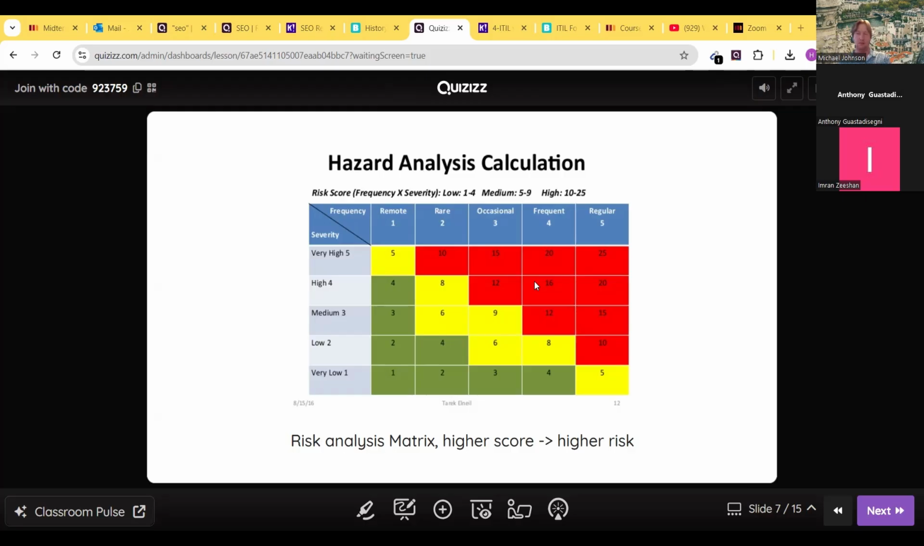No, it's in the yellow area. Yeah, I'd agree. It's in the yellow area. That's a good estimate, I agree, Anthony. I would agree it's in the yellow area.